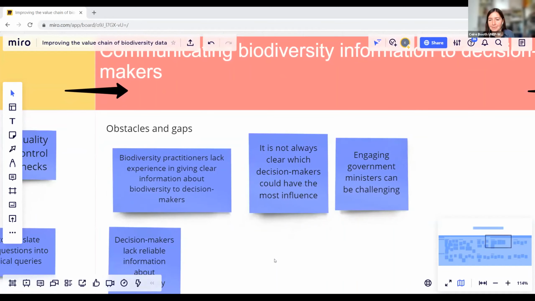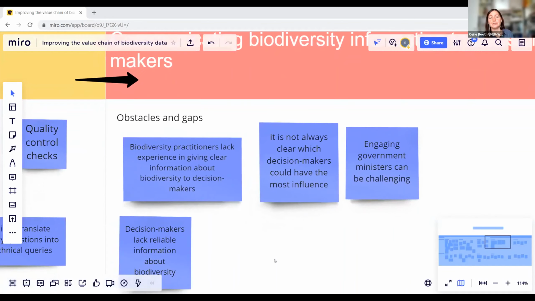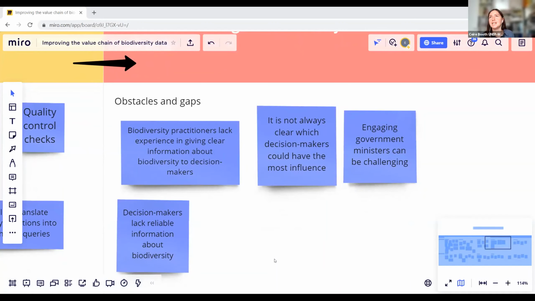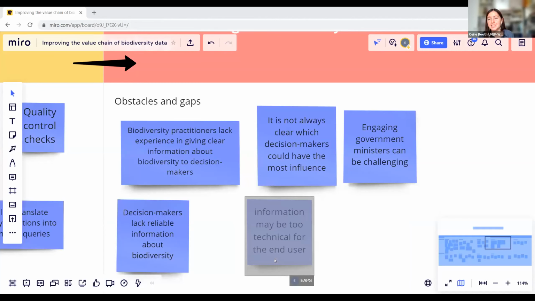Engaging government ministers can be challenging. Of course, this is something that's come up several times already. Each sector will have its own aims and goals that it's intending to meet, and quite often that comes into conflict with biodiversity considerations. So it's about finding ways to incentivize the use of biodiversity information, not just because that's our core goal within the biodiversity sector, but also because quite often we have mutual aims with the development sector, and biodiversity information plays a really integral role in meeting those mutual aims.